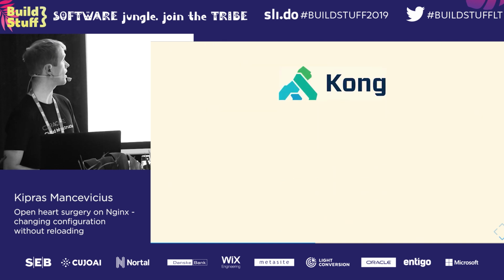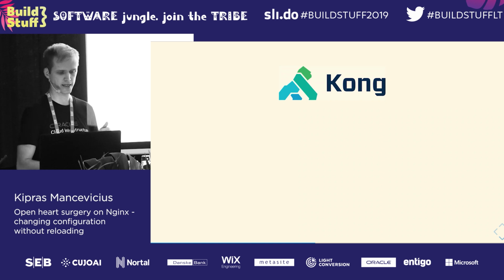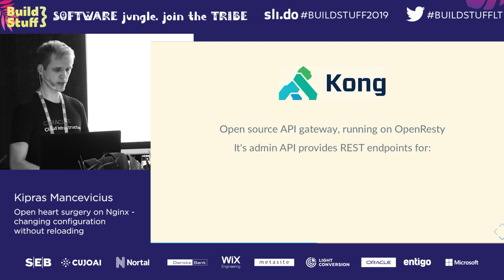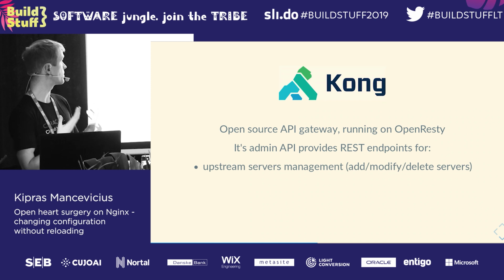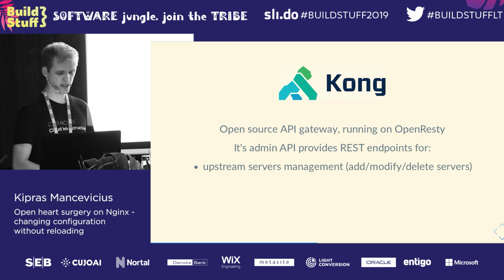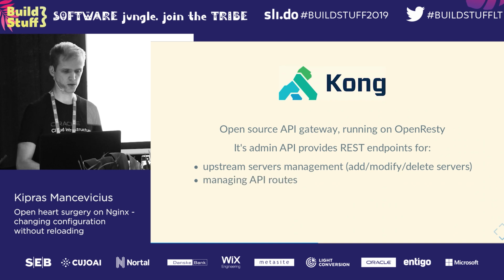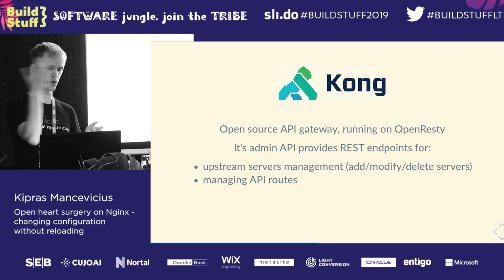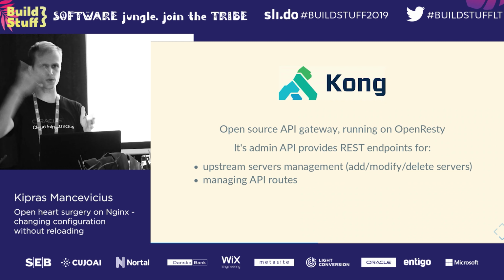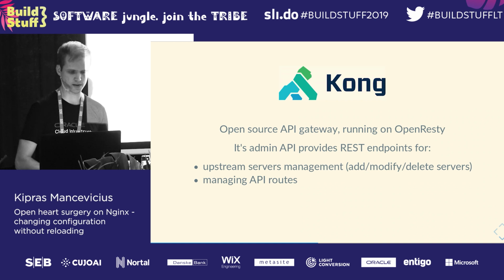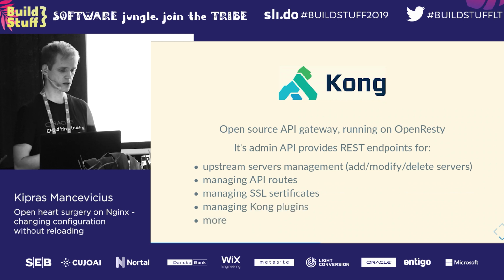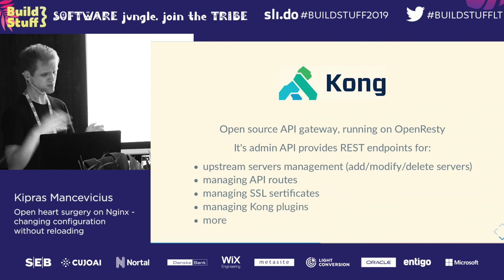One of those projects is Kong. Kong is an open source API gateway that runs on top of OpenResty. It's open source. You can go to GitHub and download it now. And it has an admin API. That admin API provides endpoints for, same thing again, upstream servers management, and managing API routes. So it's an API gateway. You have routes like, for example, when there's some URL incoming, you want to route it to some server, or some other URL, you want to route it to a different server, things like that, right? You can manage SSL certificates on the fly. You can manage plugins. Kong has a pluggable architecture and other things.